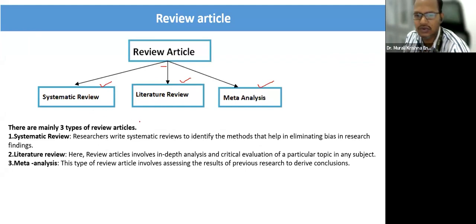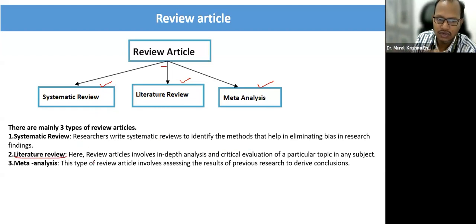Systematic review is identifying the methods that help eliminate the bias in the research findings. Different kinds of systematic reviews will be there. You pick up those methods and write about the research findings. You just eliminate the bias. Some articles are biased towards some of the things, and you eliminate that bias.